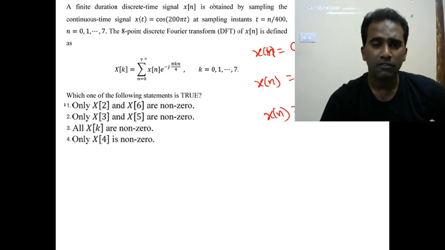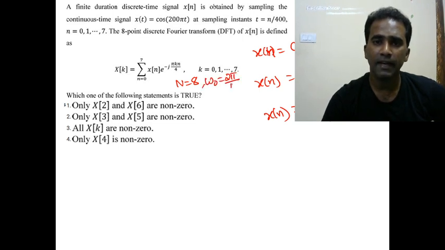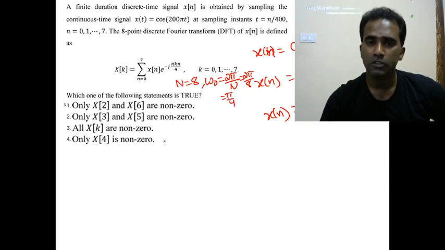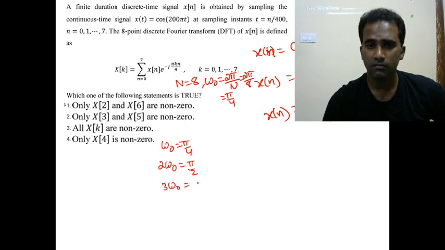You can observe that the DFT is taken for 8 samples, which means capital N equals 8. And this implies the fundamental frequency is 2 pi divided by N, 2 pi divided by the number of samples, which is equal to 2 pi divided by 8. Right. So the fundamental frequency is 2 pi by 8, which is also equal to pi by 4. Second harmonic, 2 omega naught, is pi by 2. Third harmonic is 3 pi by 4, and so on.